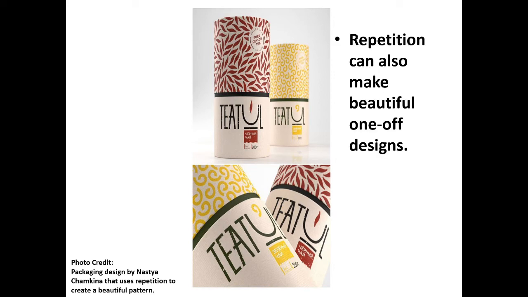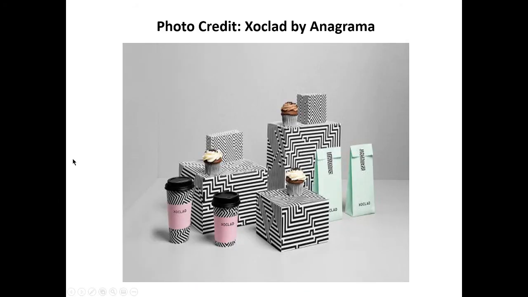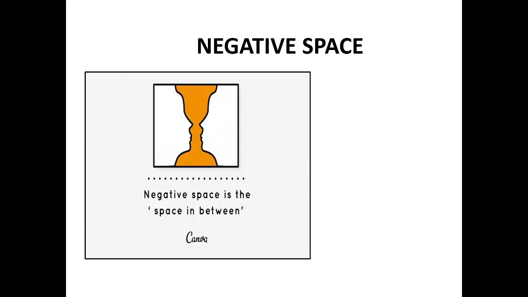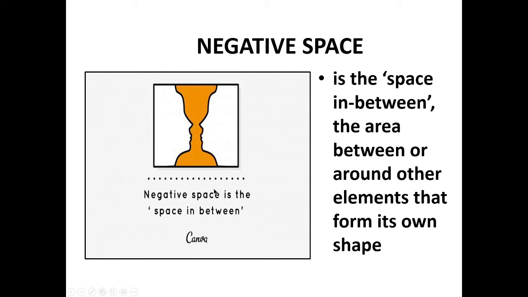So, another image is this one. The repetition is done with patterns as well as the images that are matching each other. So, yan yung repetition sa graphic design. Next, the negative space. Ano yung negative space? Negative space is the space in between or around other elements that forms its own shape. So, ito yung negative space.